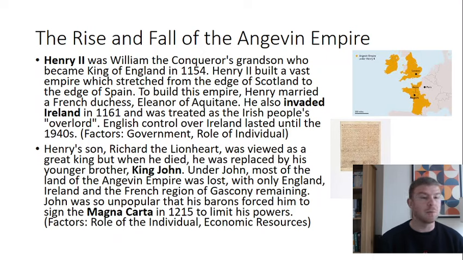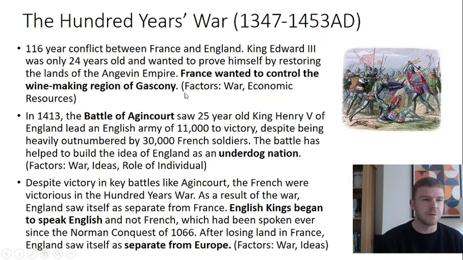John was so unpopular, you might have seen him, that he was in your Key Stage 3 lessons, he's forced to sign the Magna Carta to limit his powers in 1215 because his barons were so unhappy with the decisions that he was making. So, our final part of this unit then, in this whistle-stop tour of Unit 1 of Migration, is the 100 Years' War, named by somebody who clearly could not count because it lasts for 116 years.